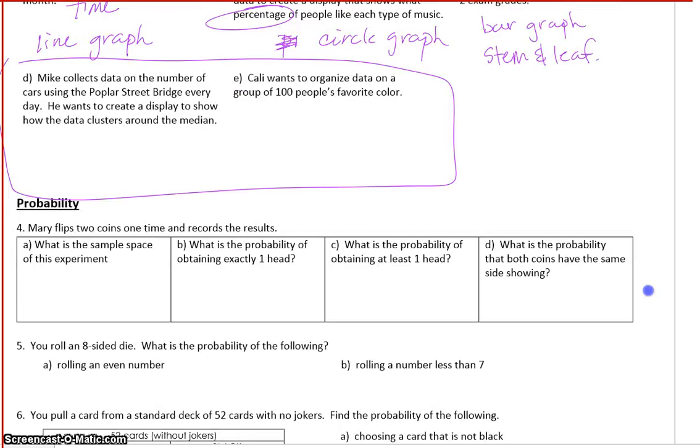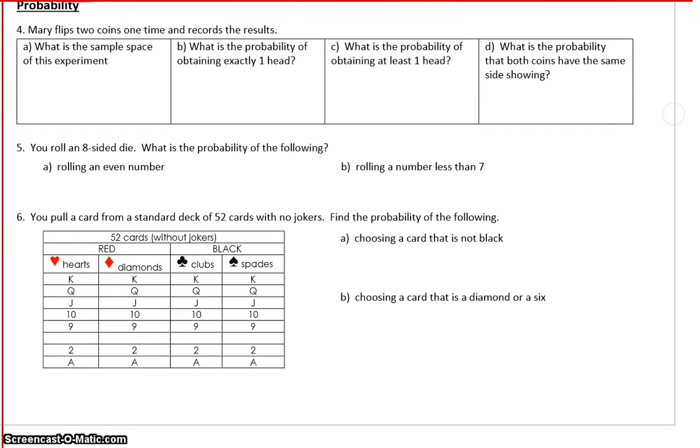And we are going to go ahead and take a look at probability. Okay. Mary flips 2 coins one time and records the results. So A, it says what is the sample space of the experiment? This means what are the possible outcomes. So if she flips 2 coins, she can get heads, heads, heads, tails, tails, heads, or tails, tails. So there are 4 possibilities there.